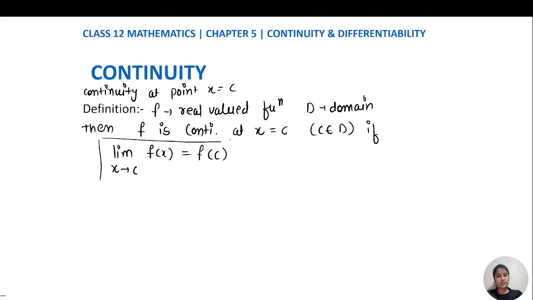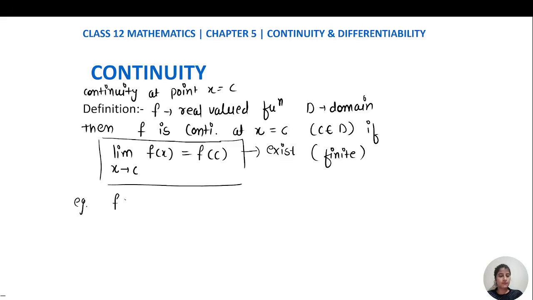So what is our definition for continuity at a point? The function is said to be continuous at a point if the limit exists and the function value exists. What do we mean by exist? That means the value should be finite. So our function f is said to be continuous at a point c in the domain if its limit value and the function value are the same and these values are finite. Now let's take an example.